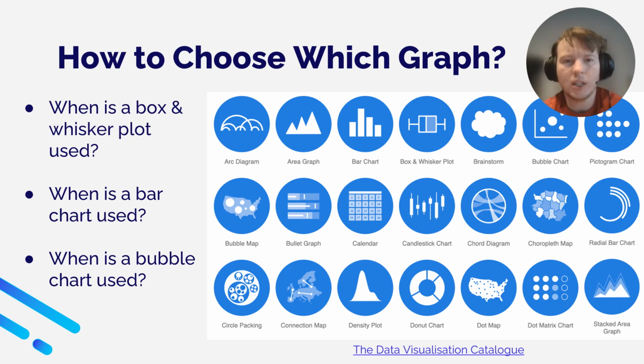So using this website, students should answer the 3 following questions. When is a box and whisker plot used? When is a bar chart used? And when is a bubble chart used? Our goal here is really to make sure they know how to explore the site by clicking on the different graph options and seeing how these questions get answered within those pages.